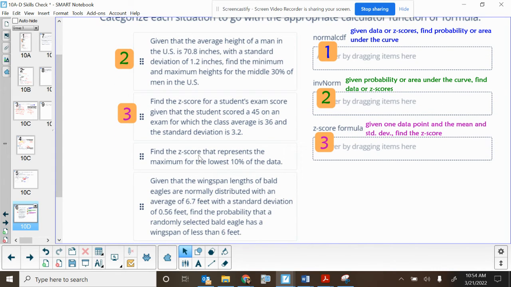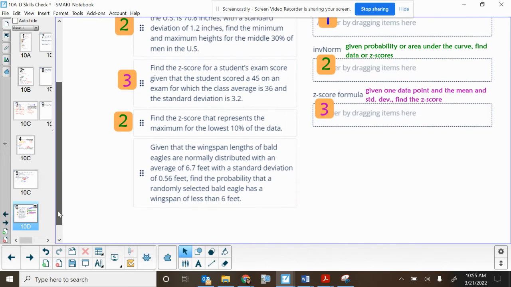This one says find the z-score, but it's different than the one above because here it says that represents the lowest 10% of the data. This will require me to draw a curve. I'm given a probability and I'm trying to find a z-score. So that is inverse norm.